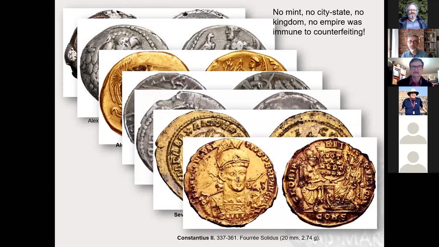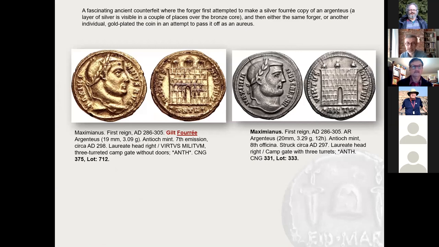This one is really interesting, and I found this during my research several years ago. The forger first attempted to make a silver-plated coin, wanted to forge an argenteus. And then either the same forger or another individual gold-plated the coin in an attempt to pass it off as an aureus. Maximian's first reign.